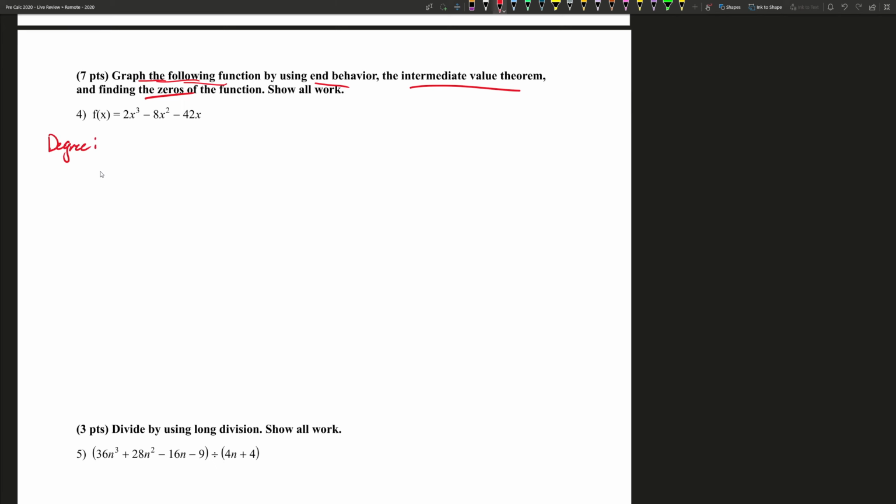Right, so the degree here is 3. That is odd. The leading coefficient is 2, which is positive. And then that tells us the end behavior, right? So that tells us that it starts down low and ends up top. Okay, then we should find the zeros.